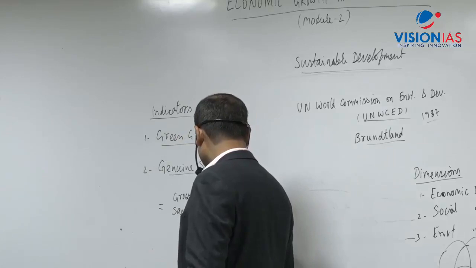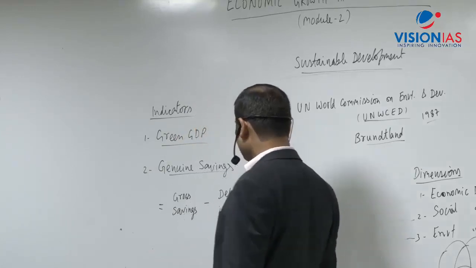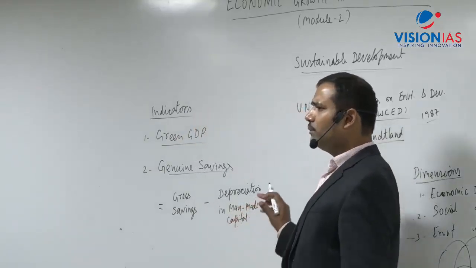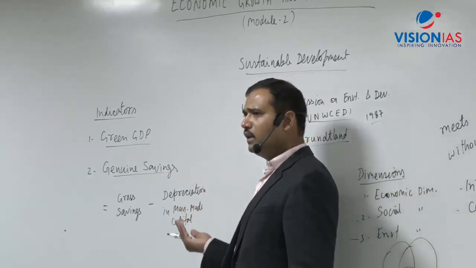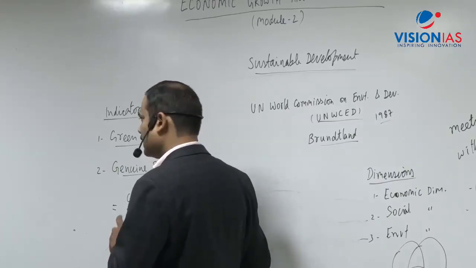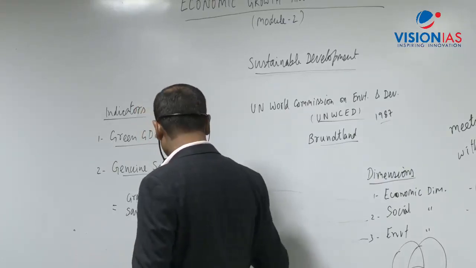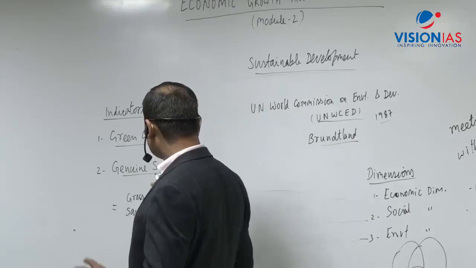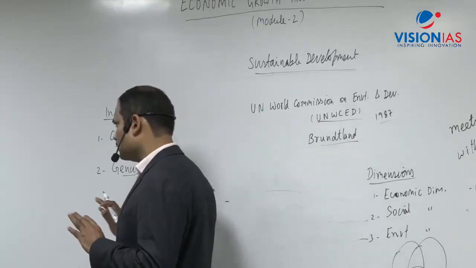Man-made capital. When we say capital, normally we mean machinery, factory. Man-made mainly. So we have made machinery, factory. So depreciation in man-made capital, like machinery, factory. For example, we say gross and net saving or investment.